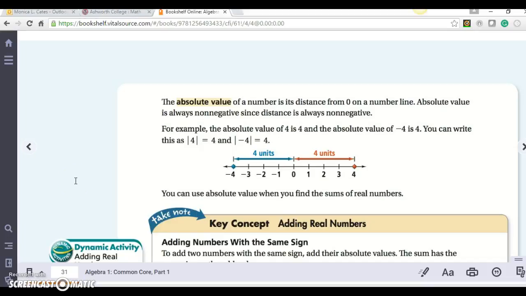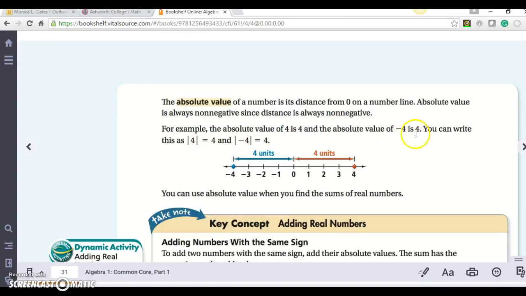Okay, let's move on. The absolute value of a number is the distance from 0 on a number line. Absolute value is always non-negative, which means it's always positive, since distance is always non-negative. So, for example, I can never say I'm going -3 miles down the street. For example, the absolute value of 4 is 4.